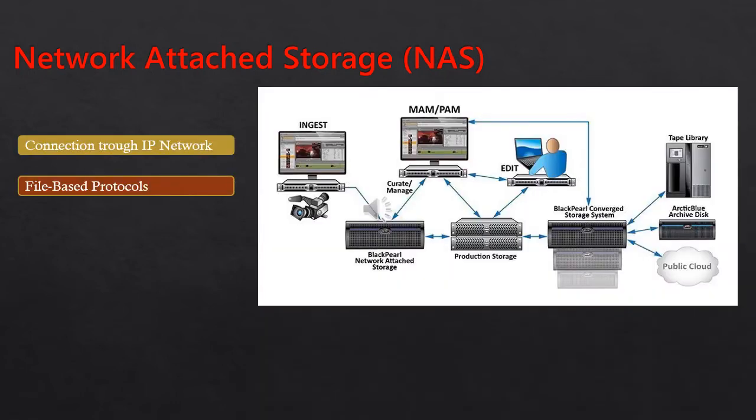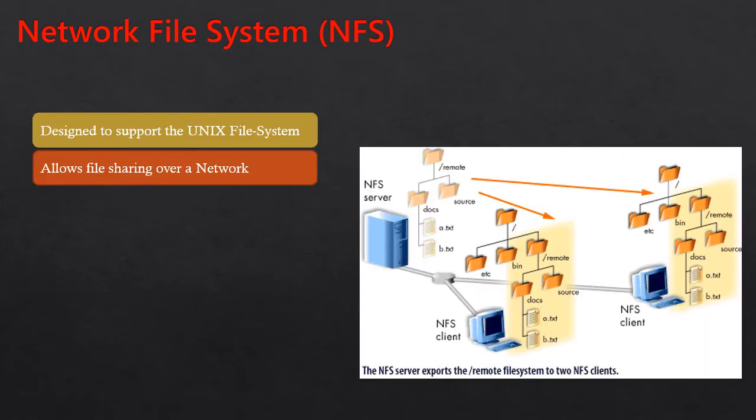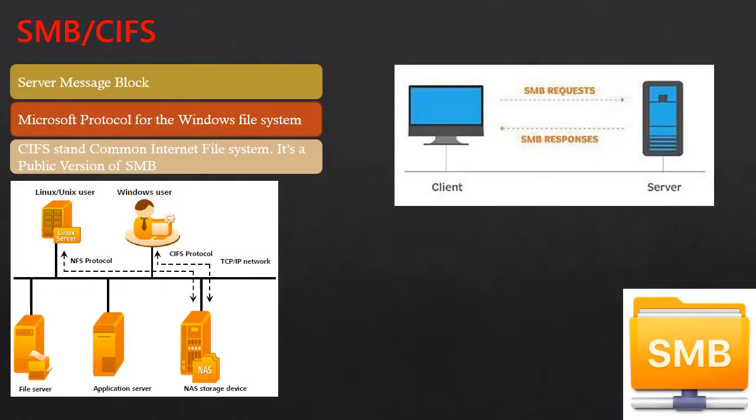Let's understand a little bit more about NFS and SMB CIFS. NFS stands for Network File System. SMB stands for Server Message Block. It is Microsoft's protocol for the Windows file system that allows file sharing over a network using a client-server model. CIFS stands for Common Internet File System. It is a public version of SMB. In short, NFS is for Unix or Linux-based operating systems, whereas SMB, CIFS, is for the Windows operating system.